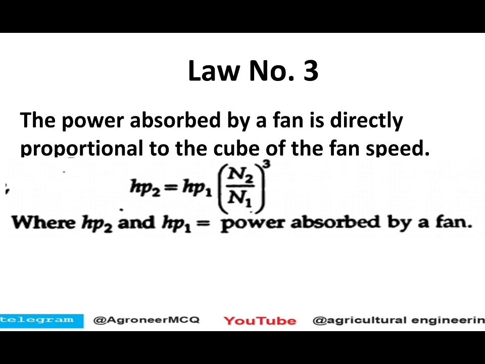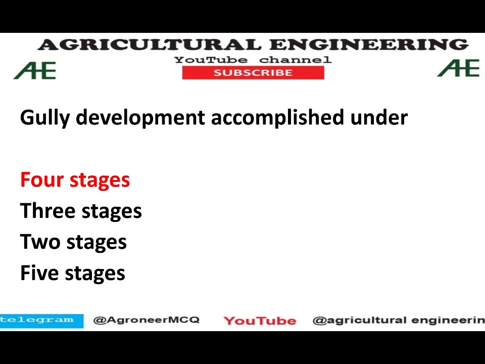Law number 3: the power absorbed by a fan is directly proportional to the cube of the fan speed. HP2 is equal to HP1 times (N2 divided by N1) the whole cubed, where HP2 and HP1 are power absorbed by a fan. Gully development is accomplished in 4 stages.